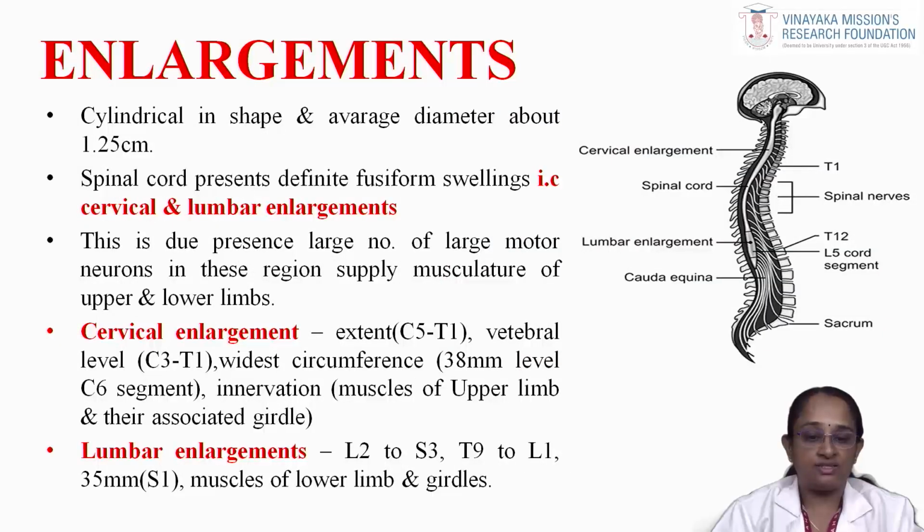Enlargements, the one thing we missed. That time I said there is the cervical enlargement and lumbar enlargement. Cervical, from the name itself, you can locate the region, that is the neck region. The cervical enlargement is produced by the cervical spinal nerve C5, the 5th cervical spinal nerve, to T1, the first thoracic spinal nerve. What does it produce? It forms the brachial plexus.